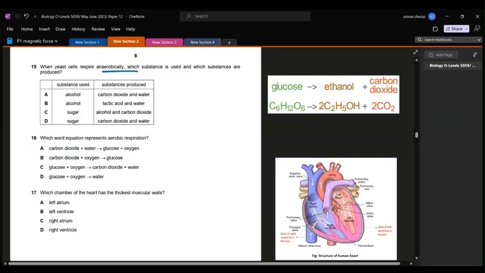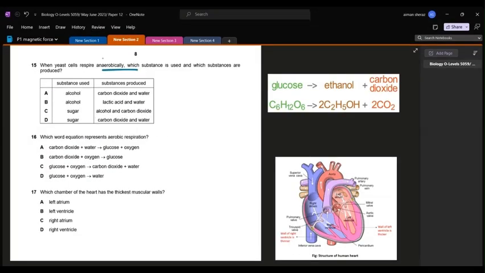Question 15. When yeast cells respire anaerobically, that means without the presence of oxygen, which substance is used and which substances are produced? So, this is a very easy question. You just have to know the equation for the anaerobic respiration. So, glucose gets broken down without the presence of oxygen into ethanol and carbon dioxide. That means glucose is used, sugar is used, and alcohol and carbon dioxide is produced. So, C.